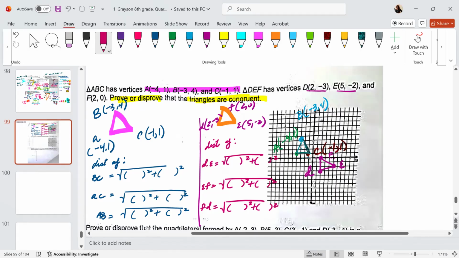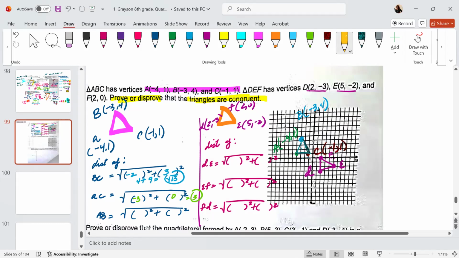And then I'll go over the answer with you when you're done. Okay, what did you do for BC? What's your answer for BC? The -3 plus 1 is a -2. 4 minus 1 is a 3. So you have a 4 plus 9. So square root of 13, correct? Okay, next one. AC, what do you have? AC, -4 plus 1. So it is 3.